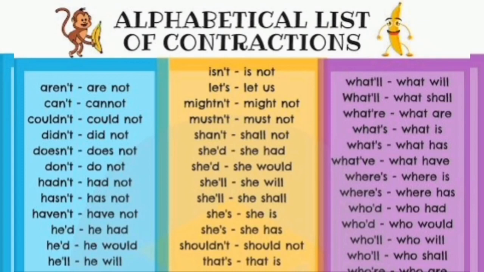Number 12. What will and what'll. What will you do? What'll you do? Number 13. What has and what's. What has she done to you? What's she done to you?